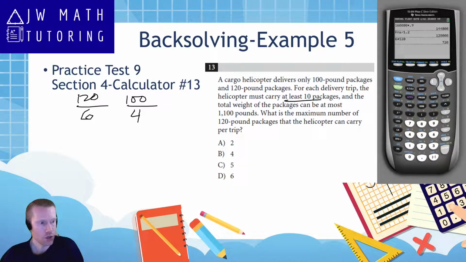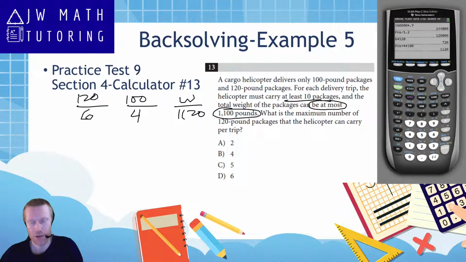And now the total weight of that is going to be, so I just add that 720 to 4 times the 100-pound package, which is 1120. So my total weight is 1120. Notice that contradicts the statement in the problem which says it can only be at most 1100 pounds. So that answer is out.